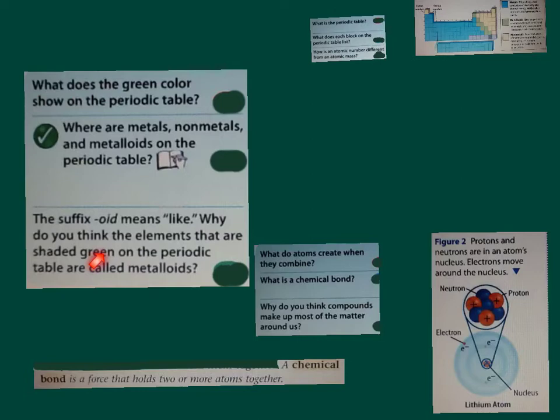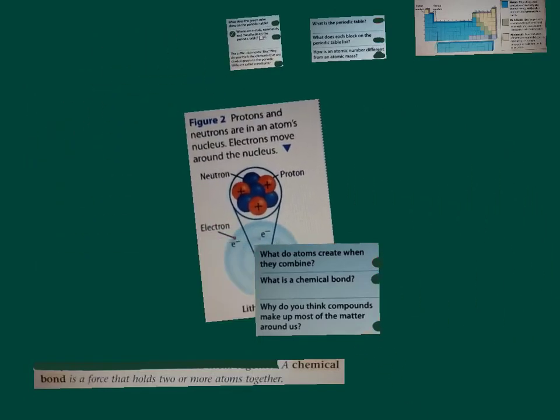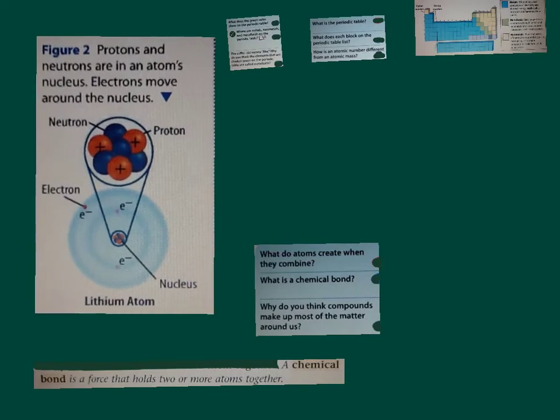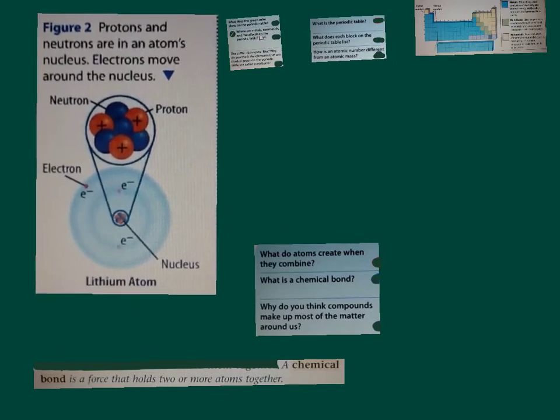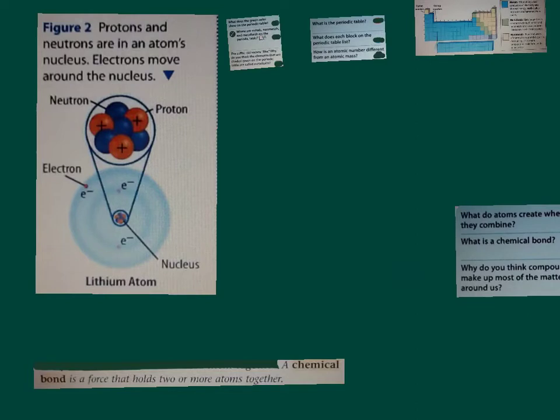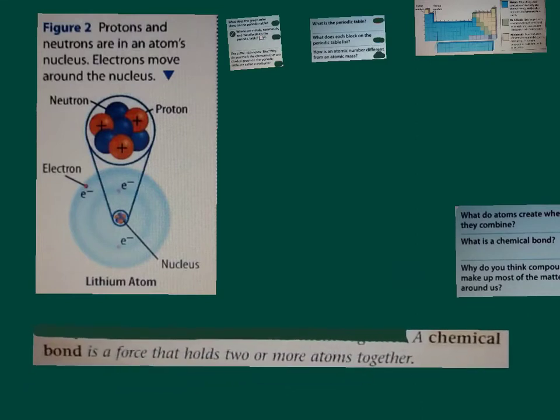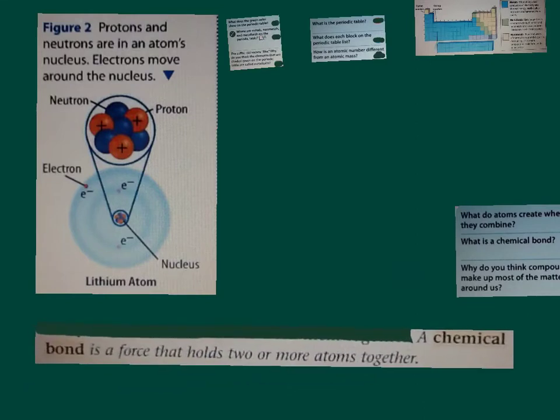Atoms bond. In nature, pure elements are rare. Instead, atoms of different elements chemically combine and form compounds. Compounds make up most of the matter around you, including living and non-living things. There are only about 115 elements, but these elements combine and form millions of compounds. Chemical bonds hold them together. A chemical bond is a force that holds two or more atoms together.